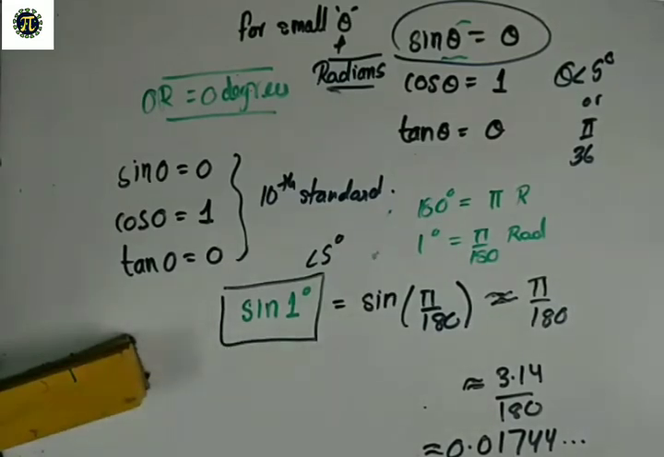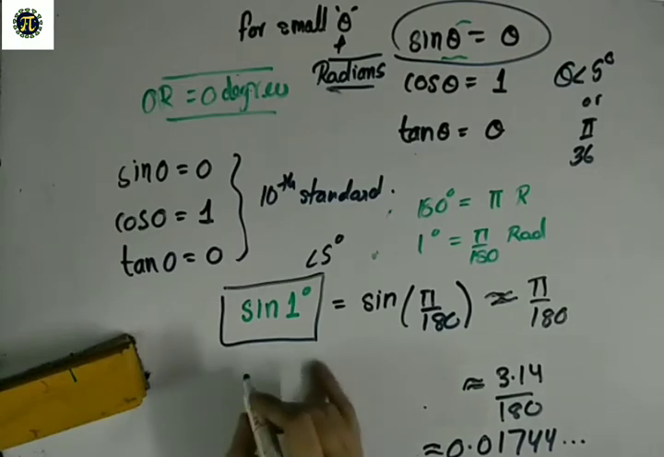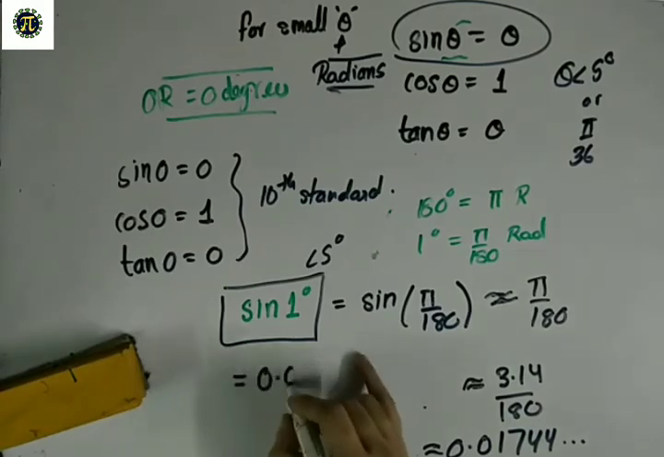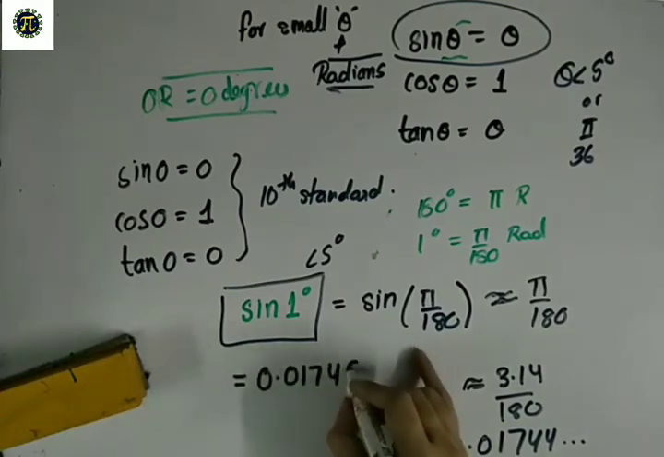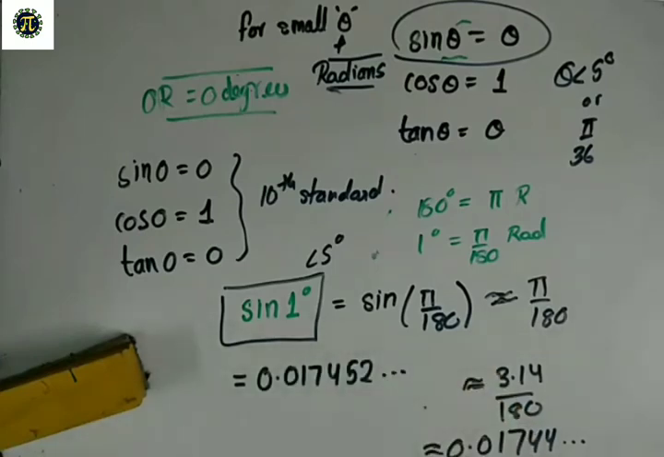If you use a calculator on Google and find the value of sine 1 degree, please check that you are finding the answer in degrees, and you find the answer to be 0.017452. And these two values are very, very close, right? So it's an approximation, and it works. Okay, so let's talk about this approximation more from the point of view of mathematics.